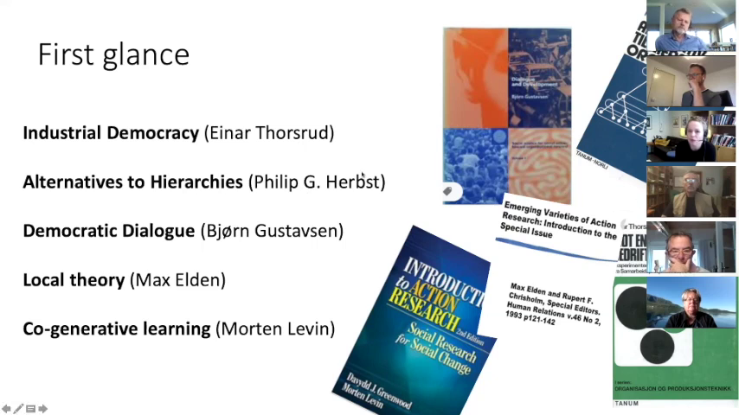He lived here for many, many years and worked here at the university. Democratic dialogue by Bjørn Gustavsen and colleagues has been very important for the development of the STS tradition. Local theory by Max Elden and Philip Herbst as well, but maybe most known as Max Elden's concept on acknowledging everybody's way of seeing the issues. I mean, in companies, not only the experts, but also the people who actually work with these issues. And co-generative learning, introduced and presented by Morten Levin and Davydd Greenwood, as well. We were just mentioning, he's with us now.